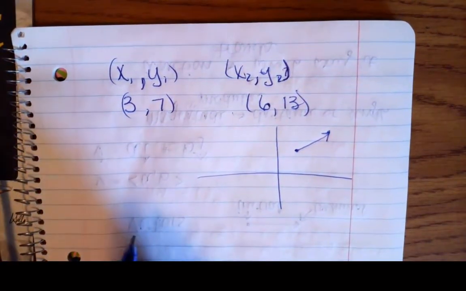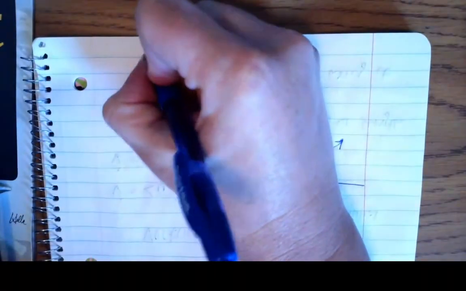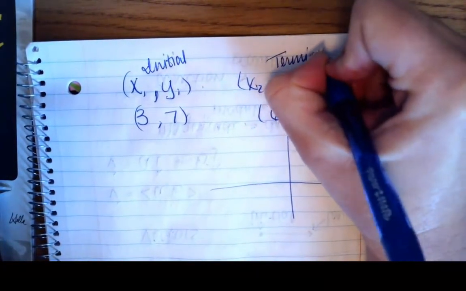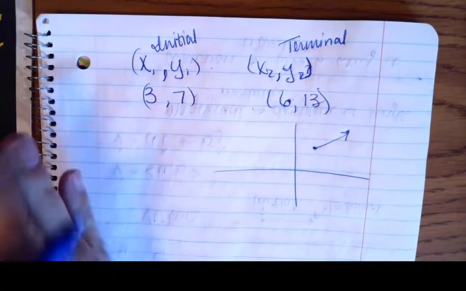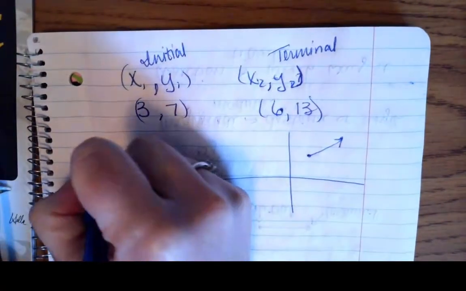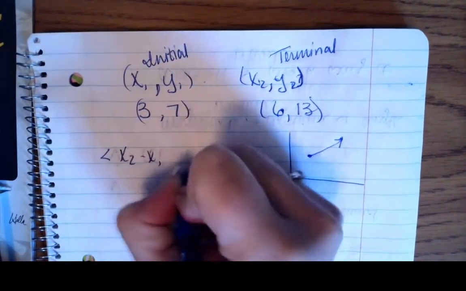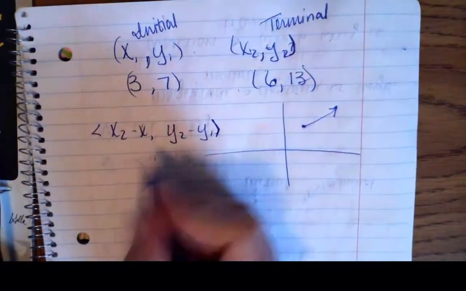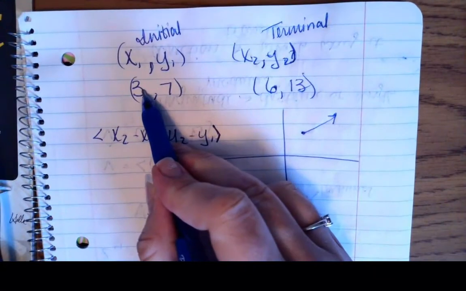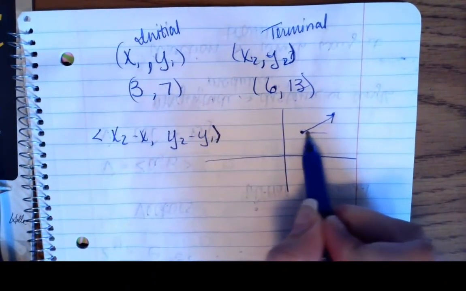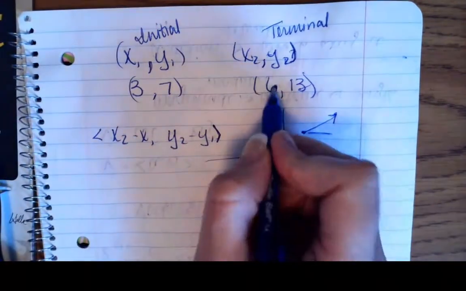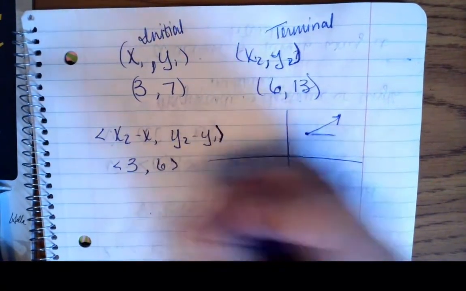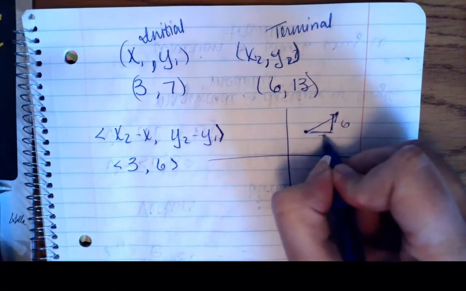Okay, so I want to write this in vector notation. So the way I'm going to do that, if this is initial and if this is terminal, is I'm going to take terminal minus initial. You always do terminal minus initial. So I can write this as x2 minus x1 and then y2 minus y1. Okay, so what I have is x2 is 6 minus 3. So what you found out was you went over 3 units, okay? So 6 minus 3 is 3, and then 13 minus 7 is 6. So I went over 3, up 6, okay?